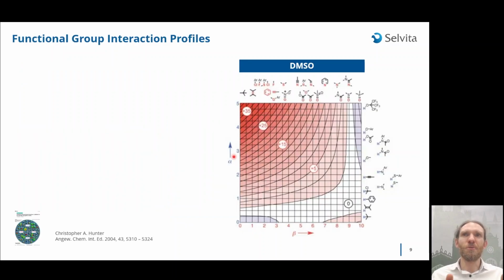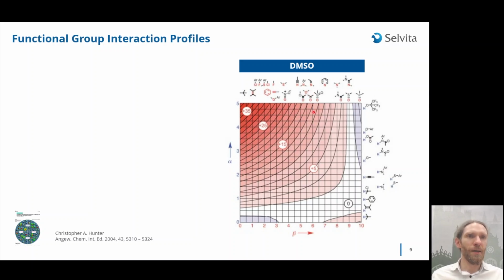And this brings us to functional group interaction profiles. We'll start with DMSO. I took it from a really amazing, fantastic publication by Christopher Hunter published in 2004. I really recommend everyone take a look at that because it's truly fascinating. On this chart, we have alpha and beta parameters on the Y and X axes. And these represent the strength of different hydrogen bond donors and hydrogen bond acceptors.